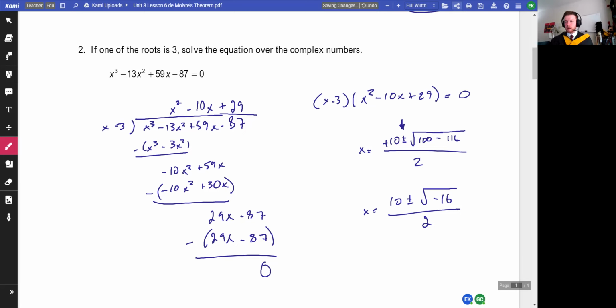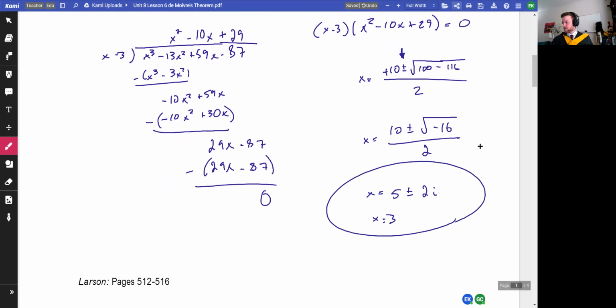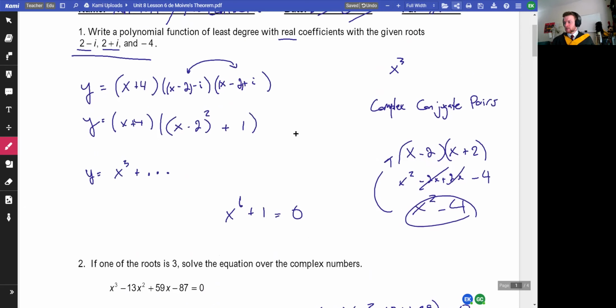How do we rewrite this as a complex number? 5 minus, what's that? So 4 divided by 2 is 2i. 2i. And we can work backwards to double check our answer. But there we go. 4 plus or minus 2i, minus 2i and 3. Boom.